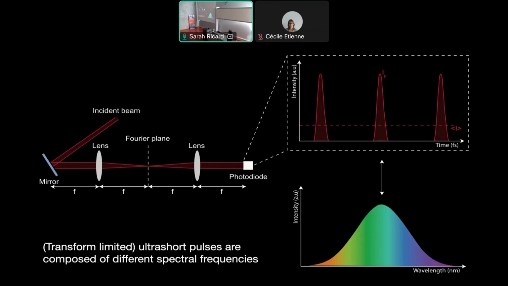Now, in order to generate short pulses, we have to expand the spectrum of our beam, right? We'll call this, for instance, a 1030 nanometer laser, but actually it's 1030 plus or minus about 10 nanometers.